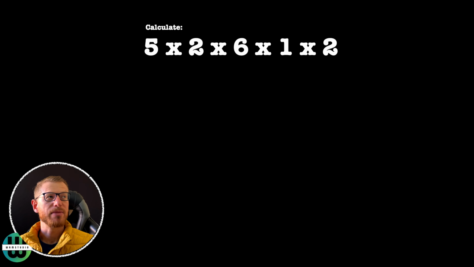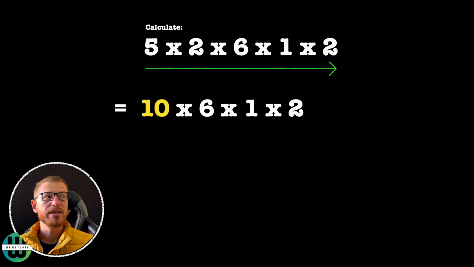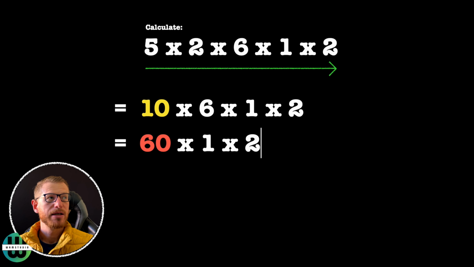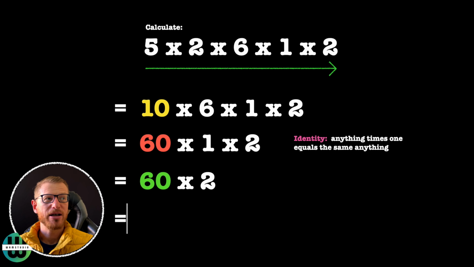Having a look at our next calculation, we have 5 times 2 times 6 times 1 times 2. Again, we've only got one operation to complete, and that's multiplication. So we're again going to work from left to right, like reading a sentence. Starting with 5 times 2 is 10. 10 times 6 is 60. And now we've got 60 times 1, which is another identity. And this identity tells us that anything times 1 equals the same anything. 60 times 1 will be 60. And then 60 times 2 will be 120.